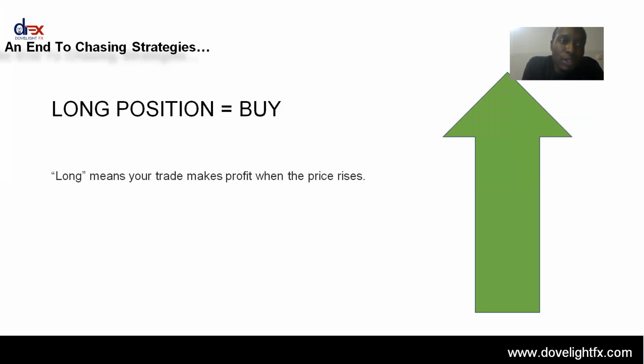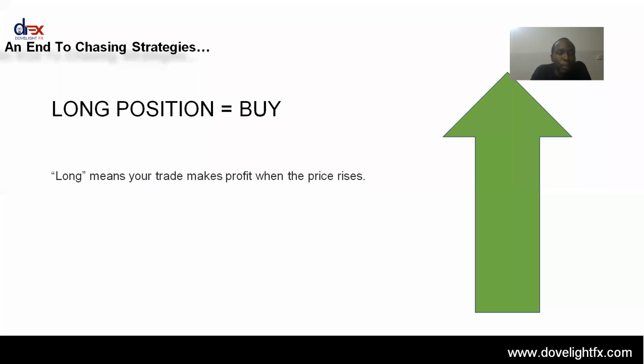Now, let's talk about long. In the Forex market, we are actually doing two things. You are either a buyer or a seller. We have people who are buying and we have people who are selling. If you are not doing any, then you are not a participant. When we say buy in the Forex market, buy is also called going long. If you hear someone in the financial industry saying long positions, which means buy positions, I am going long on my trade, I am going buy, I am going bullish.